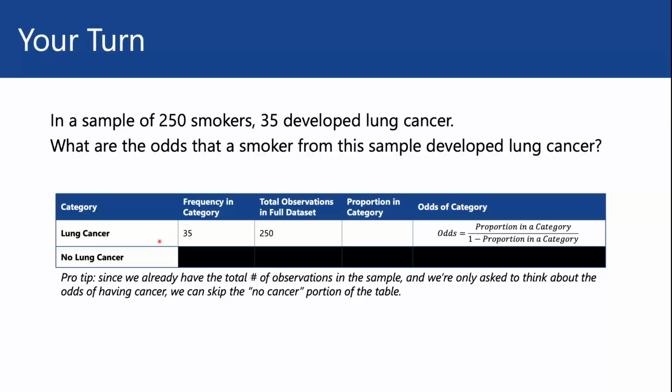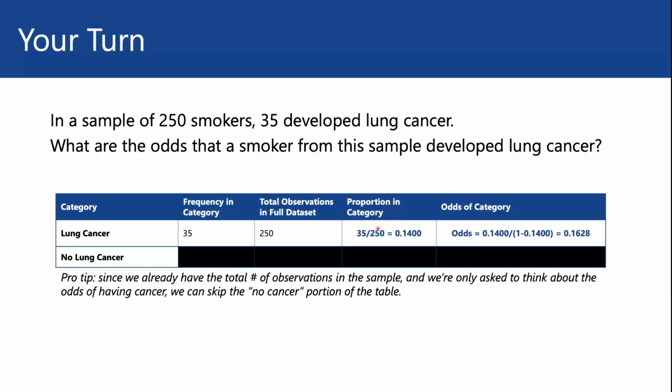Here, I only need to know about the number with lung cancer. I have those numbers here, so I have my total observations in the full data set, a sample of 250 smokers. So I'm going to plug that number in here. I have the frequency in the category of interest, 35. So I'm going to plug that in here. Now the next thing I need to do is calculate the proportion in the category so that I'll have the information I need to calculate odds in the category. So we can just skip the no lung cancer for right now. Go ahead and pause the video, take a minute and do this and come back.